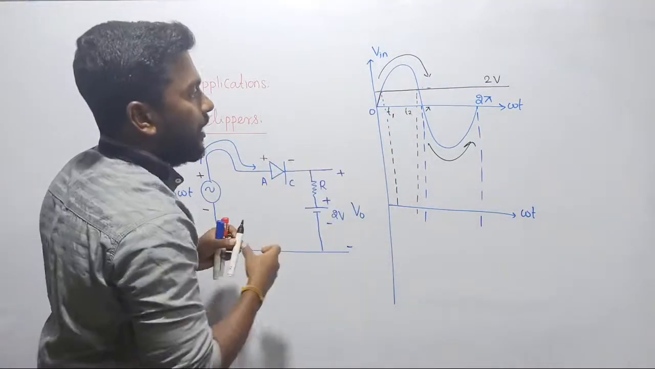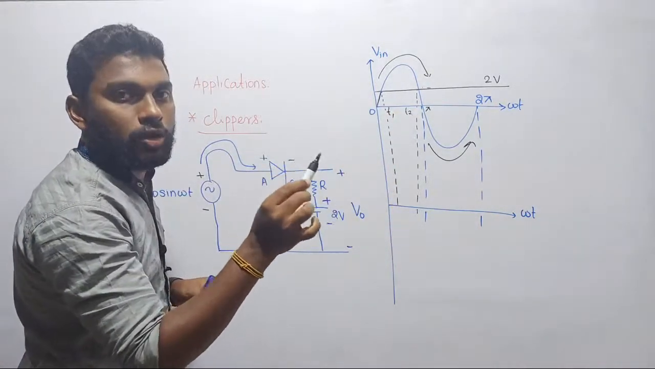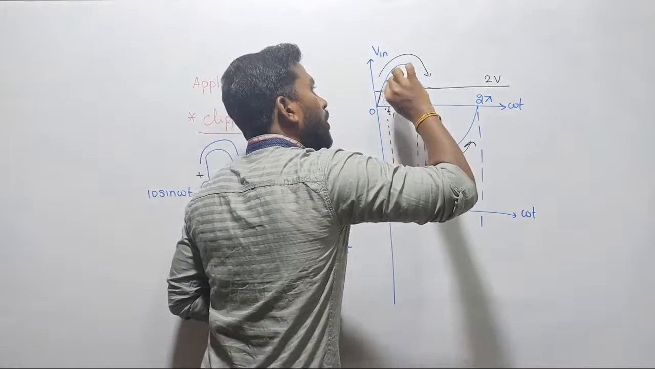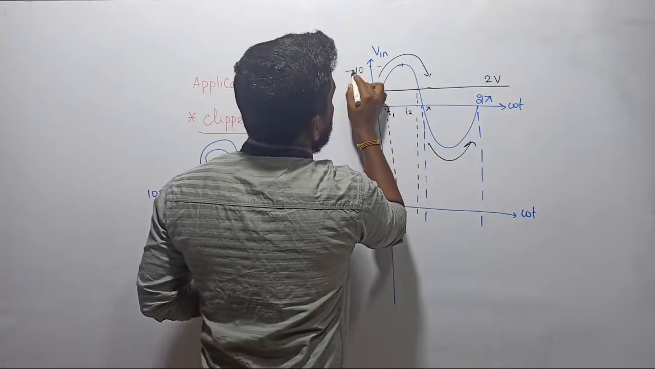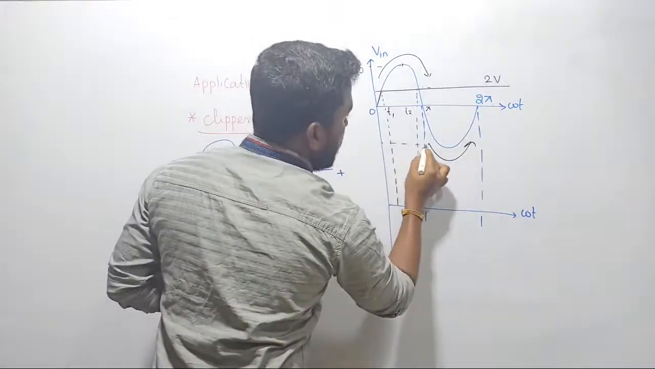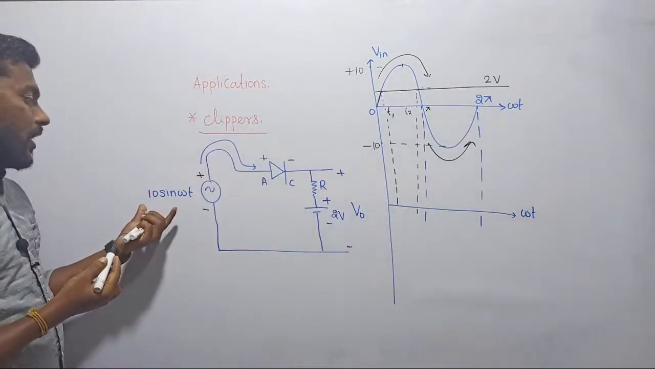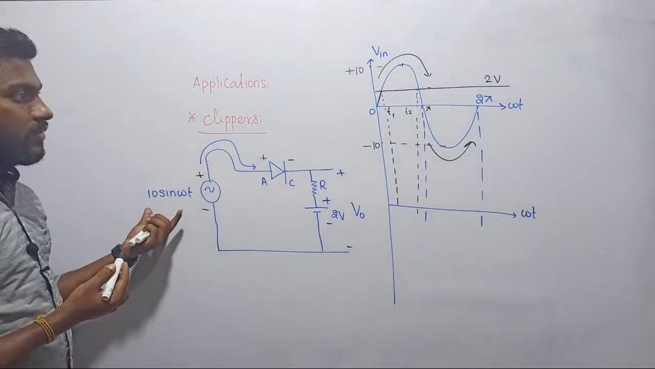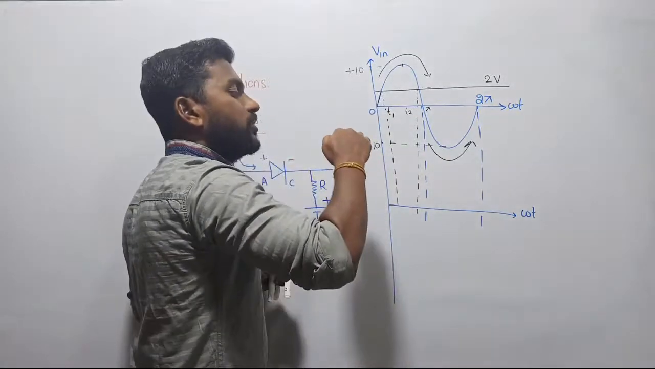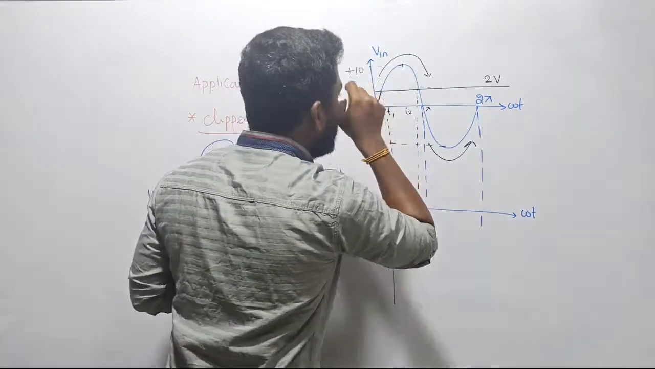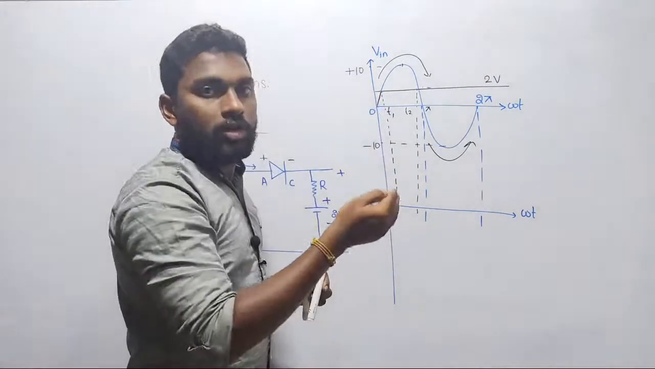Immediately after crossing this point, when the anode voltage becomes 2.00001, see there my input signal keeps on rising. What about its maximum value? Input signal maximum value is plus 10. What about its minimum value? Minus 10. It lies between plus 10 and minus 10 because I am considering 10 sin omega t as our input signal. Now if you observe this waveform carefully, my level of voltage is pumping. Exactly at this point the anode voltage and the cathode voltage become equal.